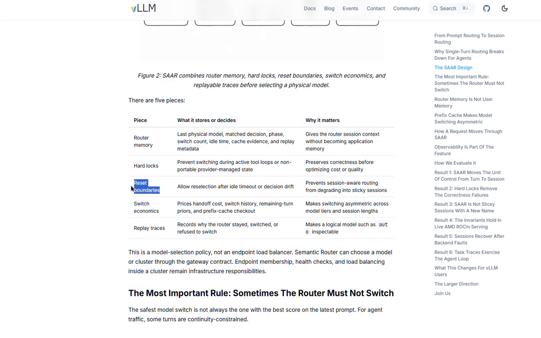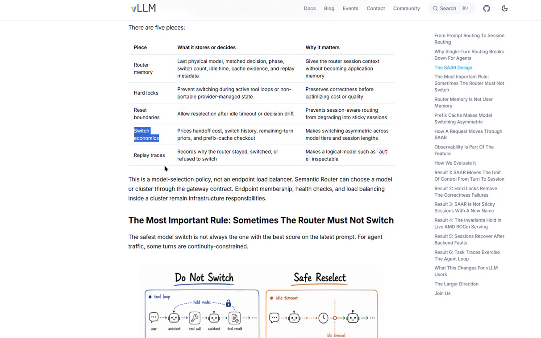Again, the reset boundaries: we would allow switching after a drift or after a hard reselection or anything. And the economic space is taking the cache locality and the prompt, some semantics on the prompt, which would help us in the economics. And the replay traces will give the idea of why we chose to switch, and this would give the full trace of the request lifespan.